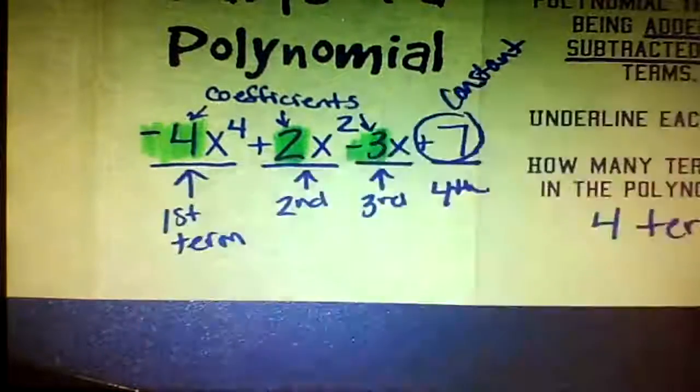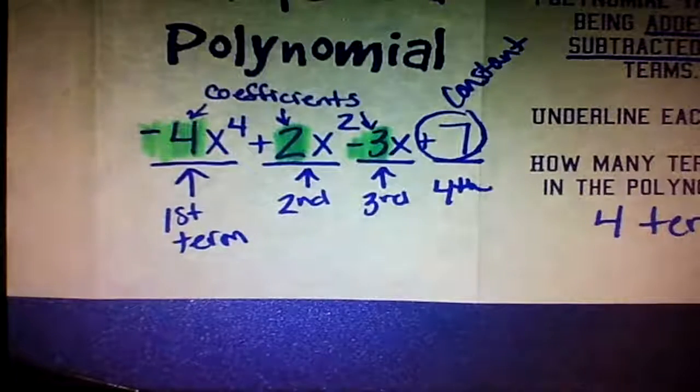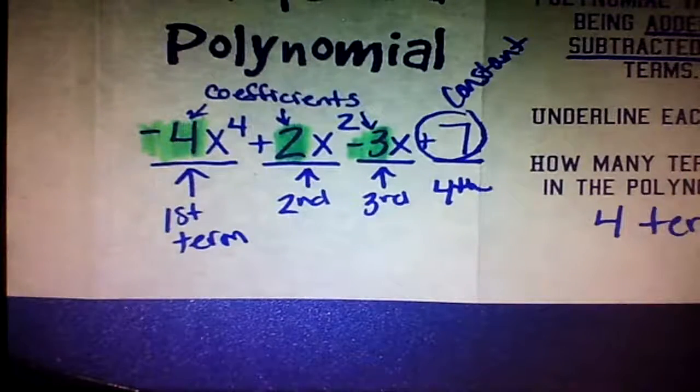I guess I could also point to these. Those are also constants. No, these are coefficients. Okay, these are coefficients. So your numbers are either going to be a coefficient because it's with a variable, or it's going to be a constant because it's without.